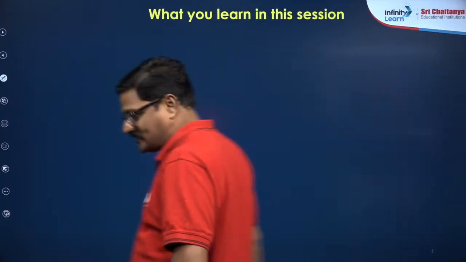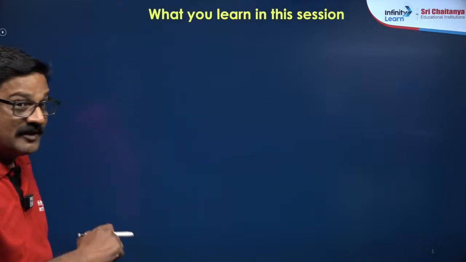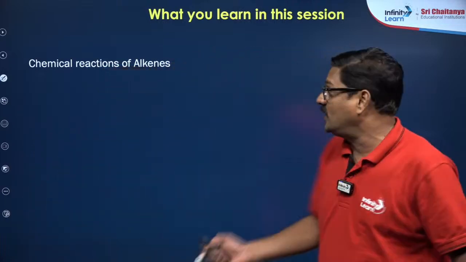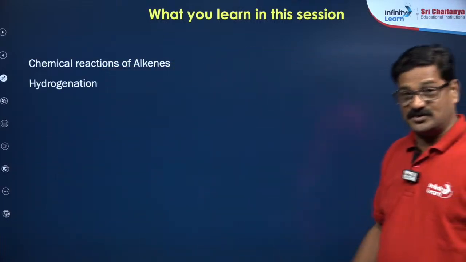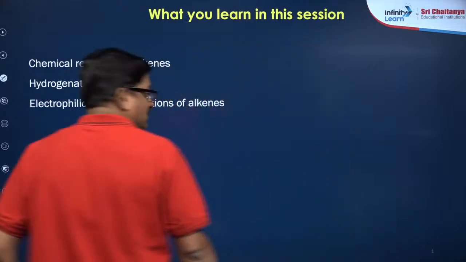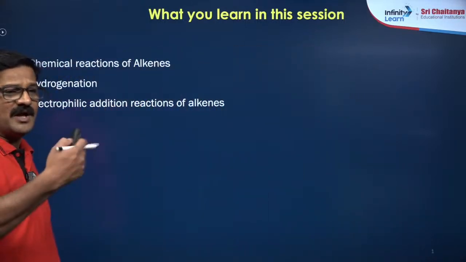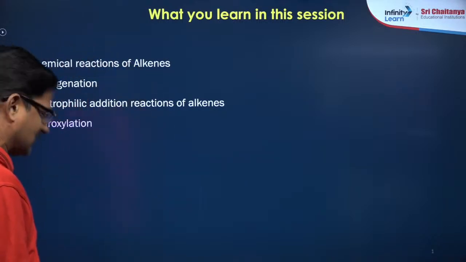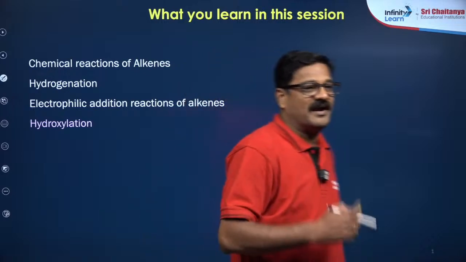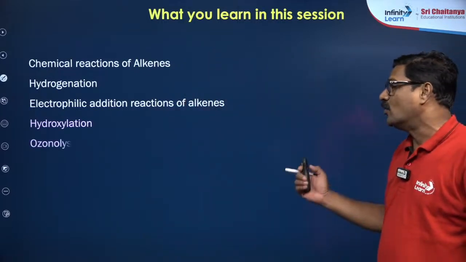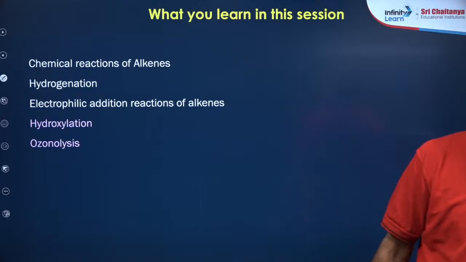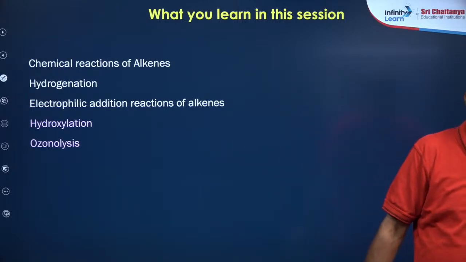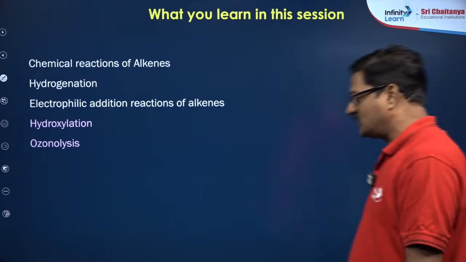So what will you learn in today's session? Today we are going to see the chemical reactions of alkenes. In those chemical reactions we'll discuss hydrogenation, addition of hydrogen, and electrophilic addition reactions. In electrophilic addition reactions, you have halogenation, hydrohalogenation, hydroxylation. Many things can come in this sequence. At the end we are going to discuss ozonolysis, analysis of alkene. This is the main course for today's class. Are you getting ready, Richa? So let's talk about chemical reactions.